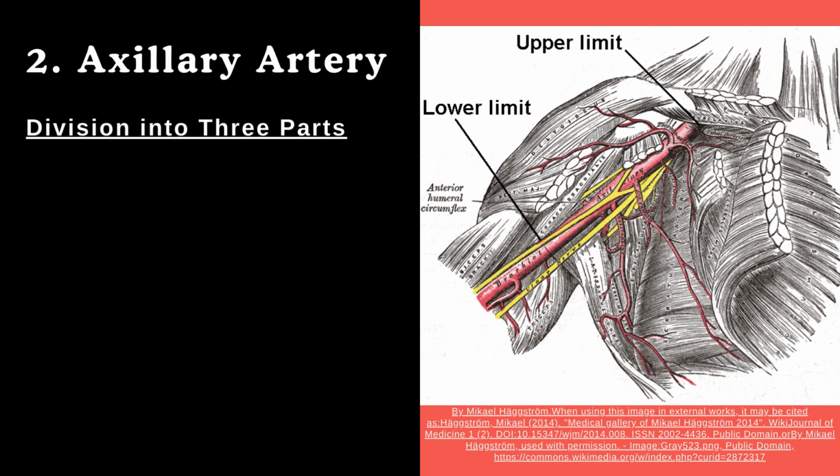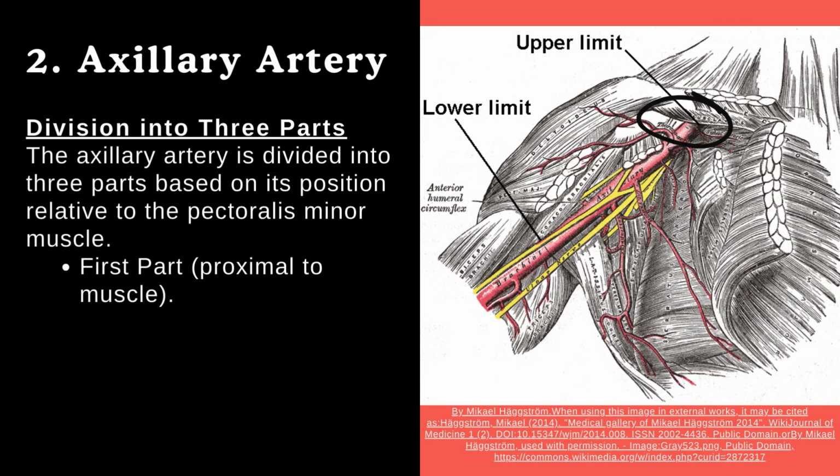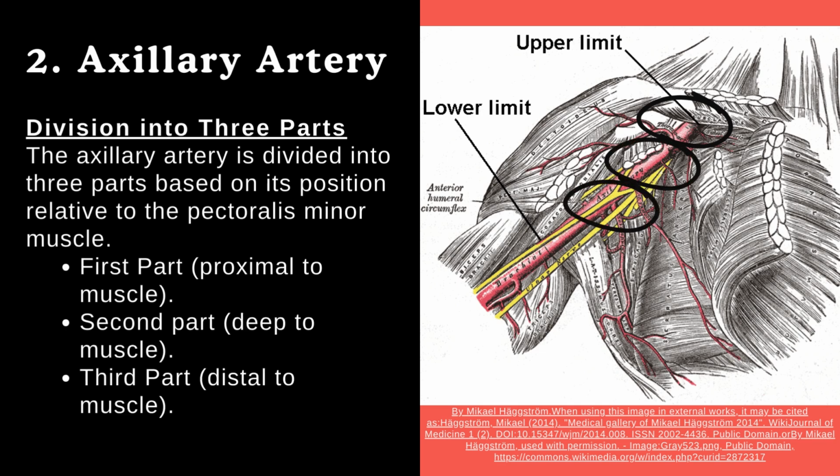Division into 3 parts. The axillary artery is divided into 3 parts based on its position relative to the pectoralis minor muscle. First part, proximal to the muscle. Second part, deep to the muscle. Third part, distal to the muscle.